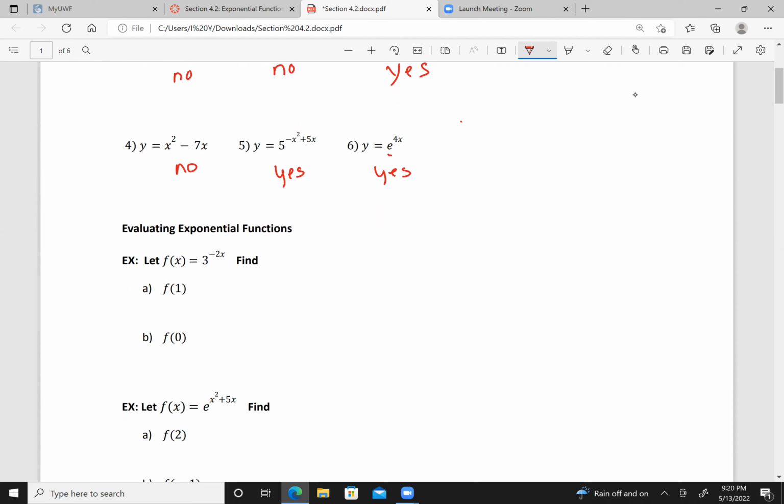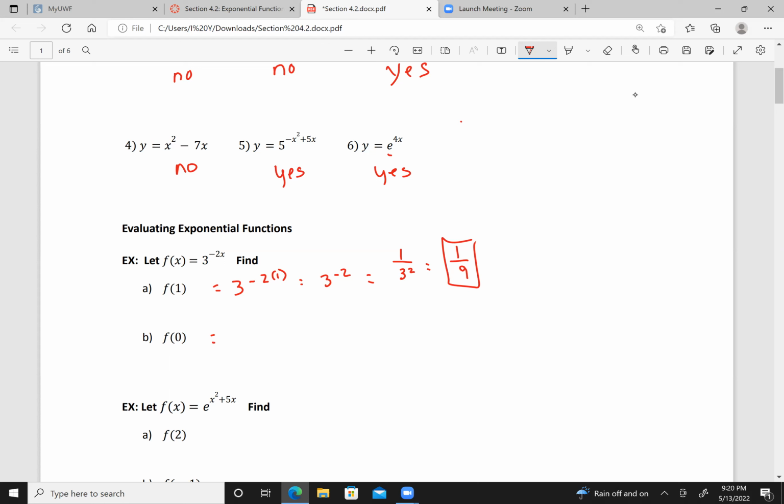So let's evaluate some functions. We have f of x equals 3 to the negative 2x. So find f of 1. Well, this is simply 3 to the negative 2 times 1, which is 3 to the negative 2, which is 1 over 3 squared, which is 1/9. Remember, the negative exponent means to flip it.